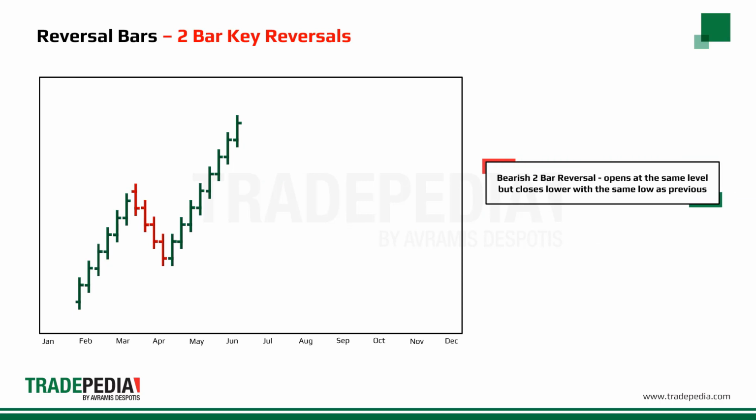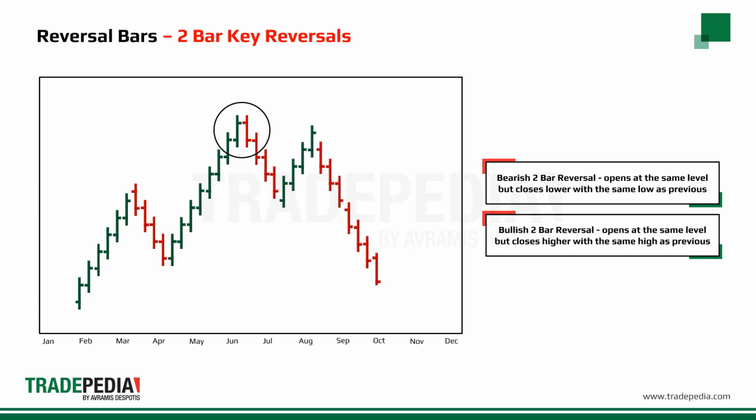A bearish two-bar reversal occurs at the market top and is recognized with prices opening at the same level as yesterday, but then closing lower with the same low as the previous bar. A bullish two-bar reversal occurs at the market bottom and is recognized with prices opening at the same level as yesterday, but then closing higher with the same high as the previous bar.